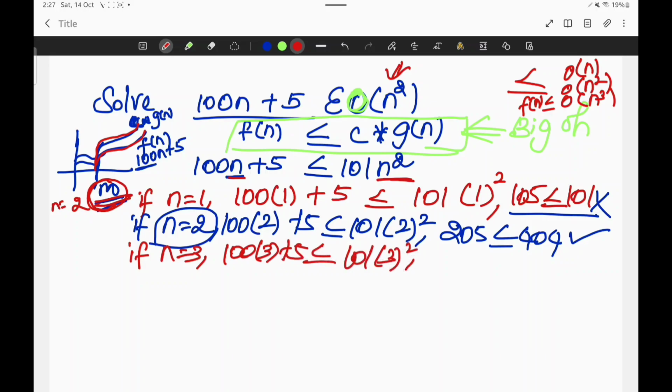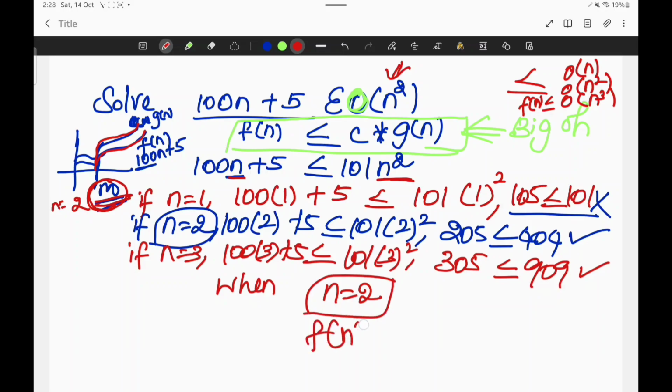Whatever value I apply, now n is equal to 3, definitely you will get 305 less than or equal to 909. Likewise, if you apply any value after 3, the condition will be satisfied. So when n is equal to 2, it starts making the condition true. Therefore, this condition f of n.